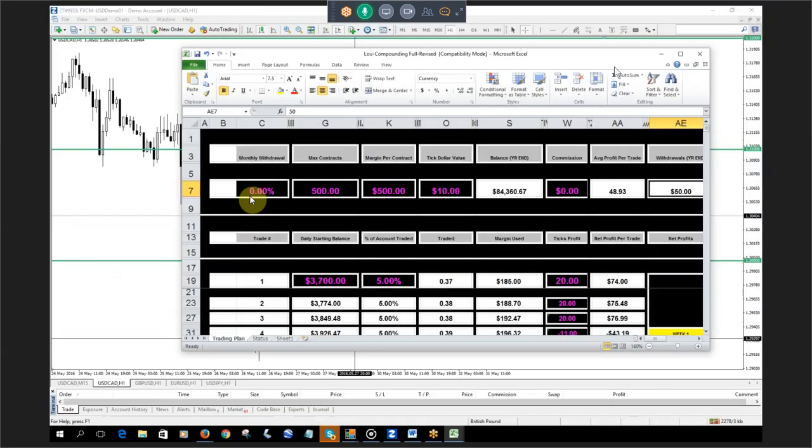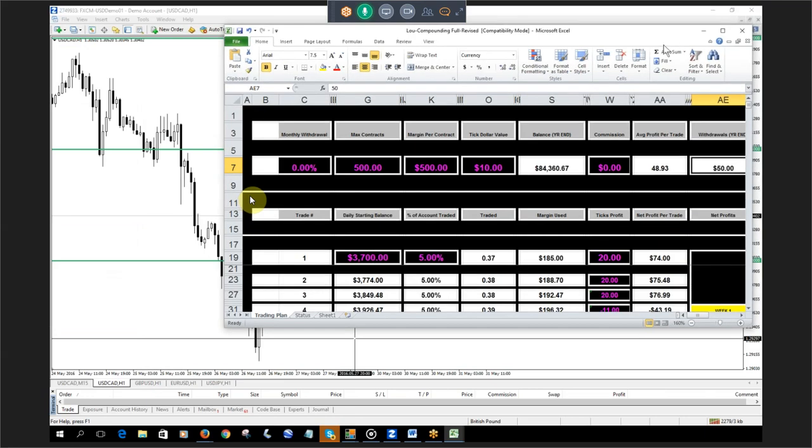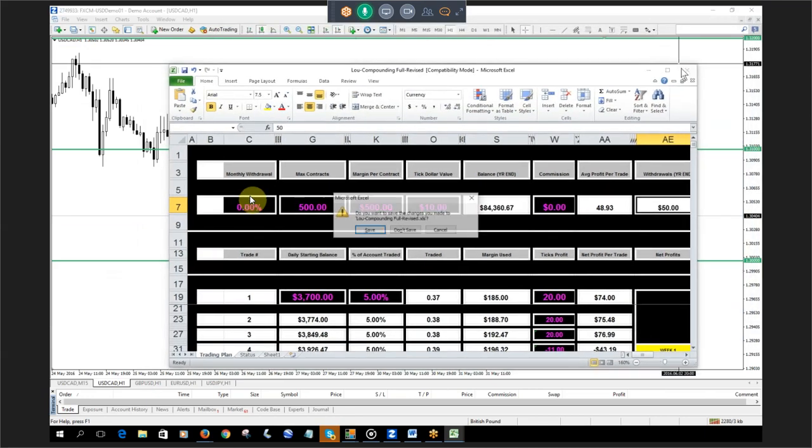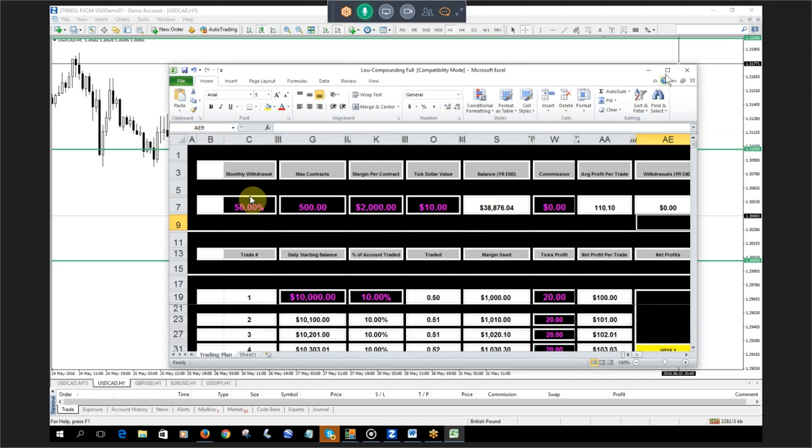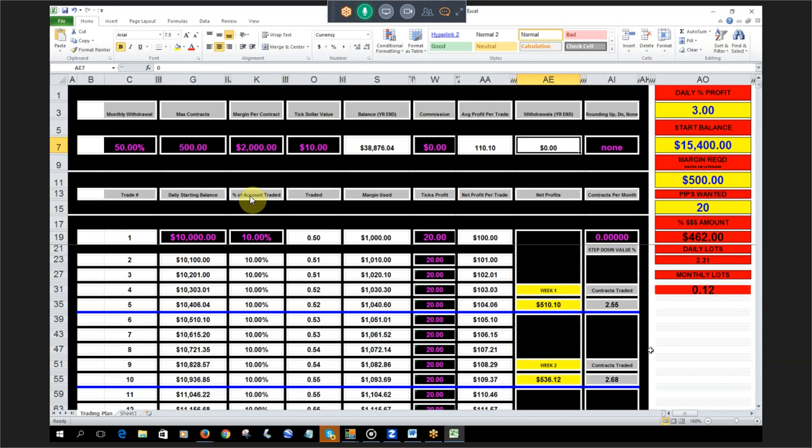Where's that? Where'd the first one go? Let me close this. Don't save. And this was yours. Why does this not show up? Monthly withdrawal.